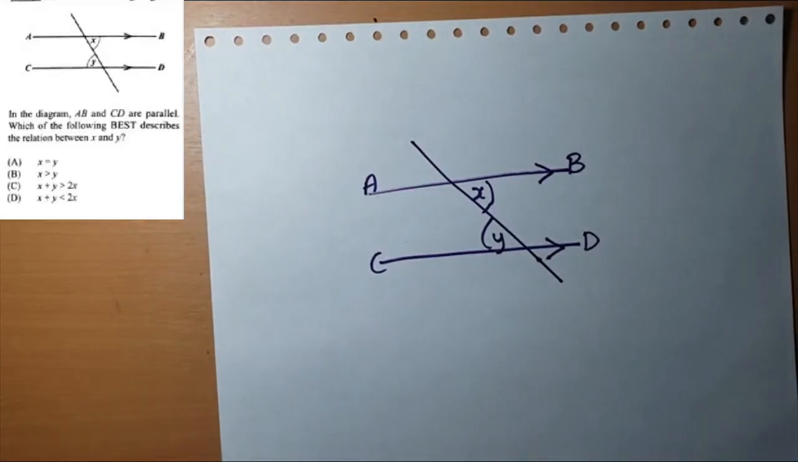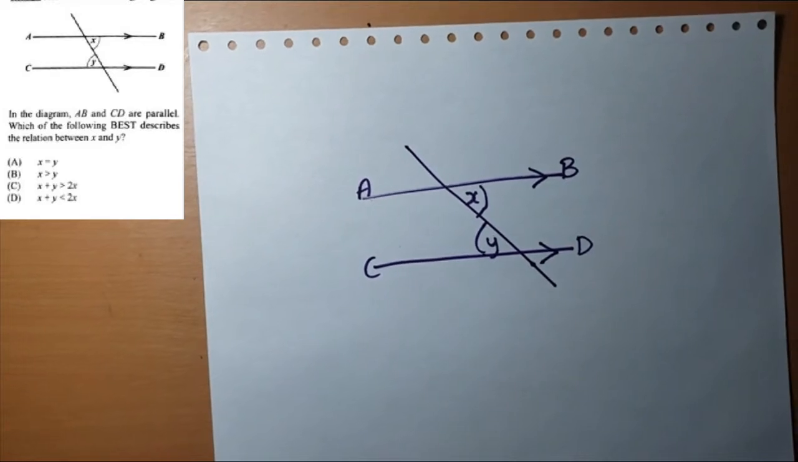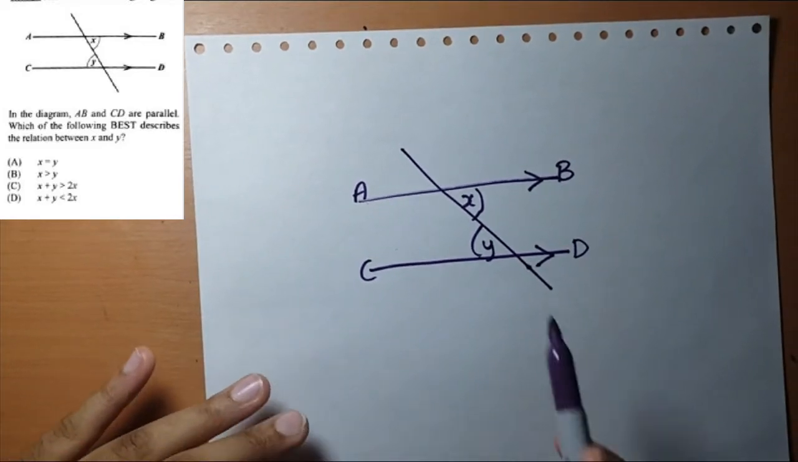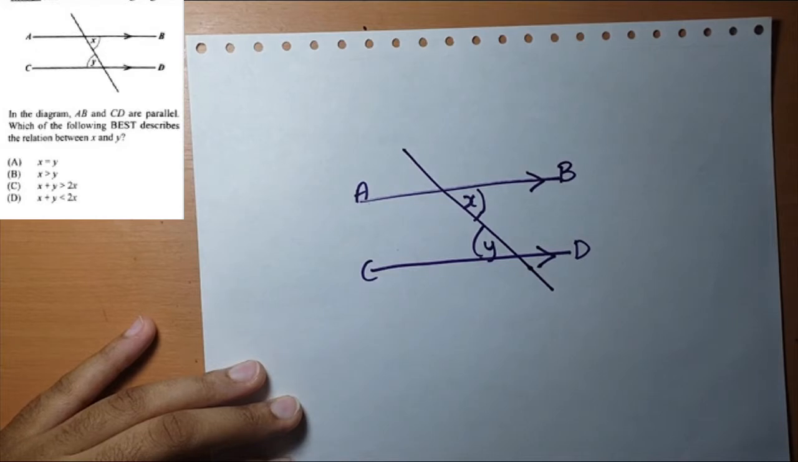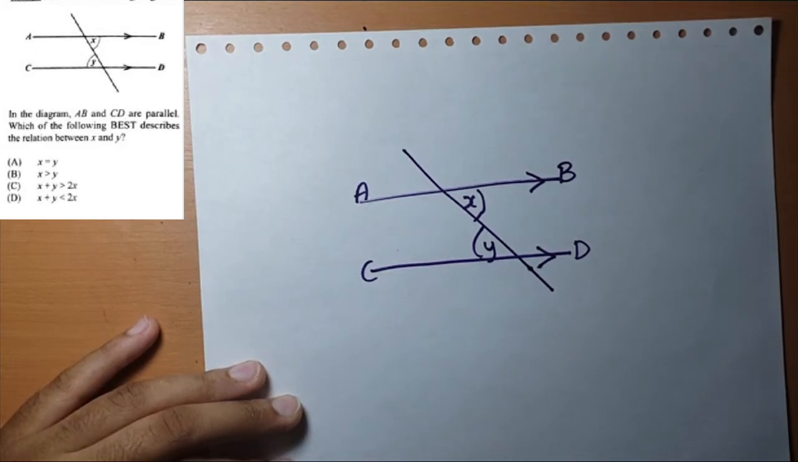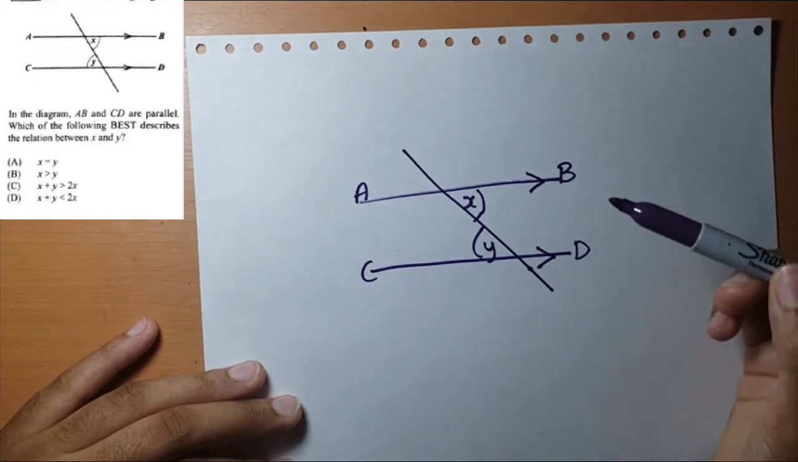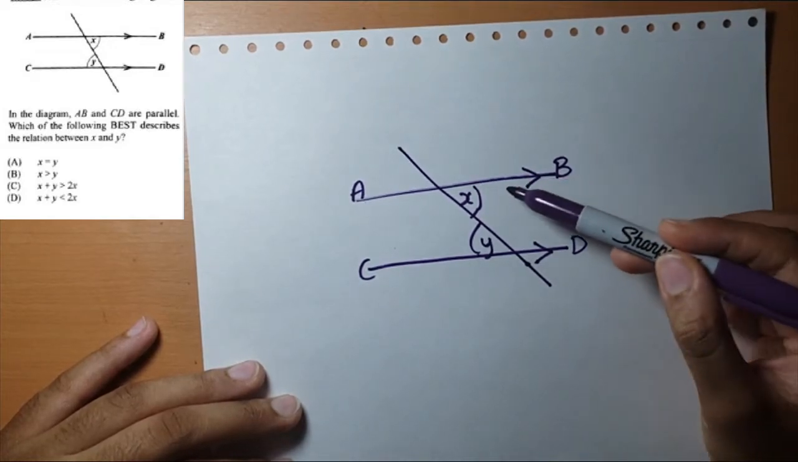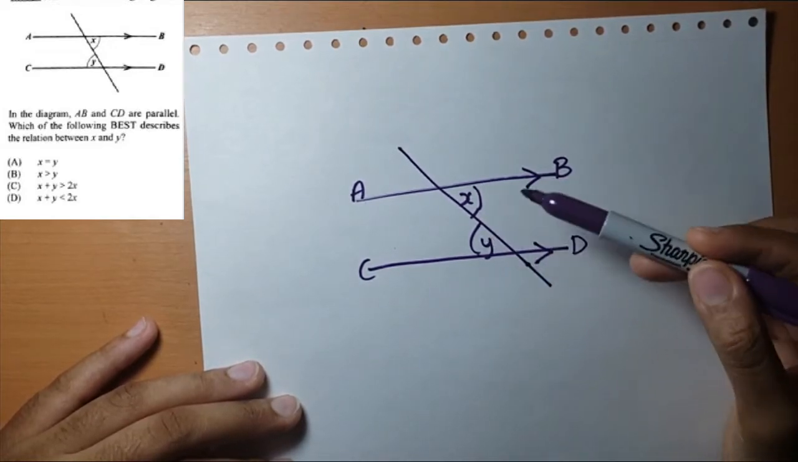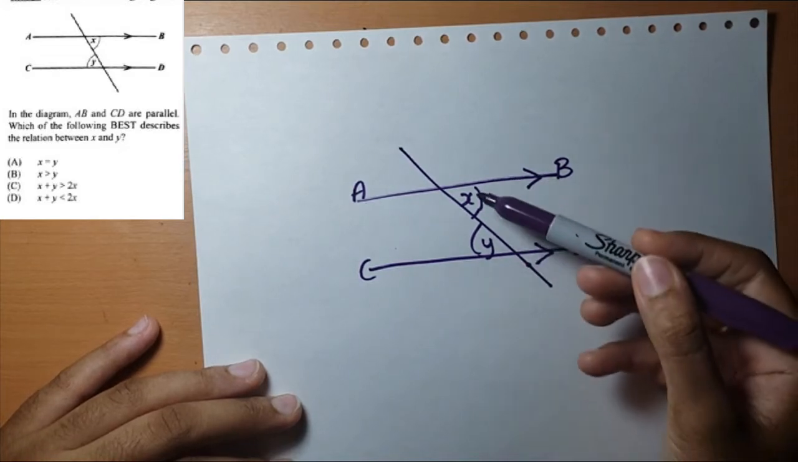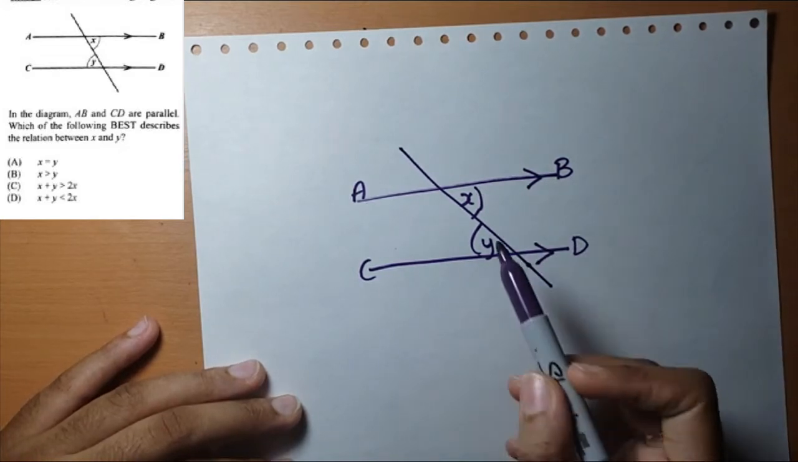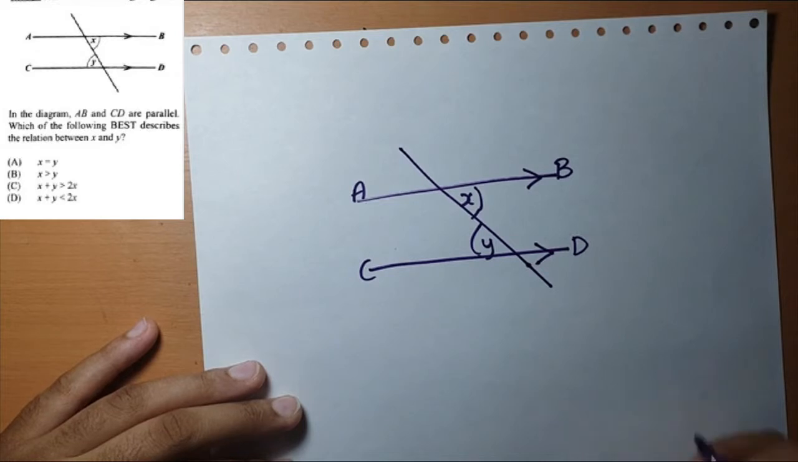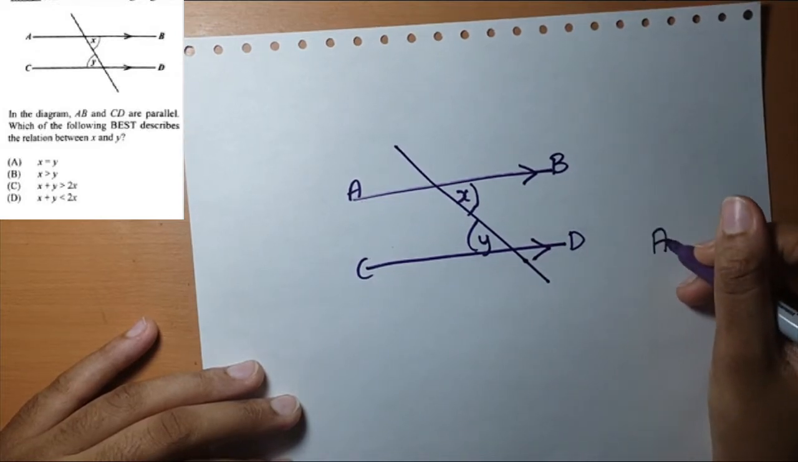Okay, so for item 54, we're given a diagram, and it says that in the diagram, A, B, and C, D are parallel. Which of the following best describes the relationship between X and Y? So X and Y, okay, so when lines are parallel, the alternate interior angles are equal. And you can eye it and see, even though it's not drawn to scale. So X is equal to Y. That is A.